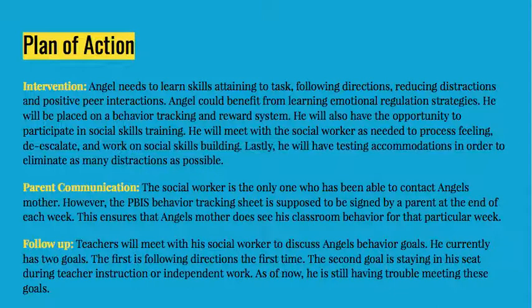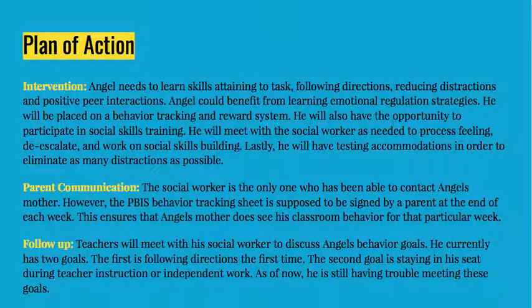As far as a plan of action, Angel needs to learn skills attaining to task, following directions, reducing distractions, and positive peer interactions. Angel could benefit from learning emotional regulation strategies. He will be placed on a behavior tracking and reward system. He also has the opportunity to participate in social skills training, so he will meet with his social worker as needed to process feelings or de-escalate or work on social skills building. And then lastly, he has testing accommodations in order to eliminate as many distractions as possible.